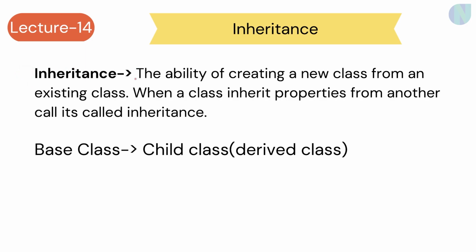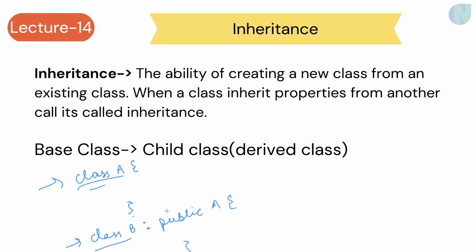So inheritance: the ability of creating a new class from an existing class. So what does this mean? Whenever we are creating a new class, consider there is a class A. This is an existing class. Now I am creating a new class, class B, where I am using this existing class. So this is called inheritance. Class A was pre-existing. Now I have created a new class, class B, where I have used this access specifier and then the class name. So we achieve inheritance by this.